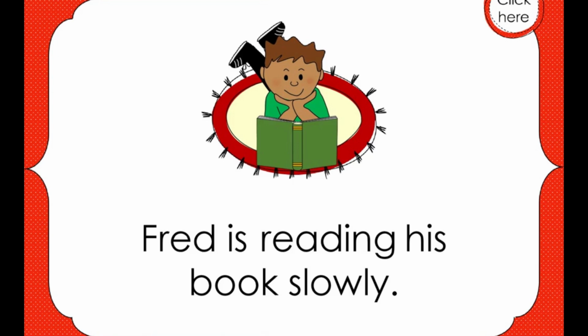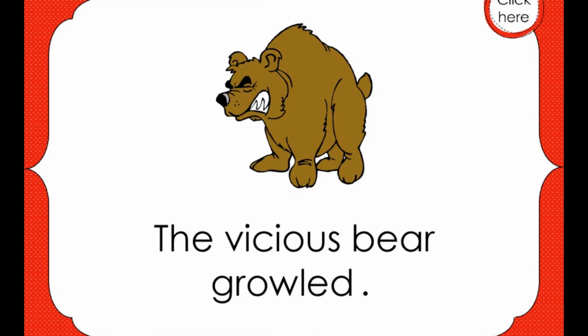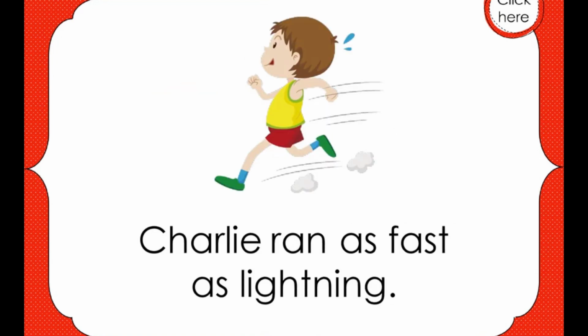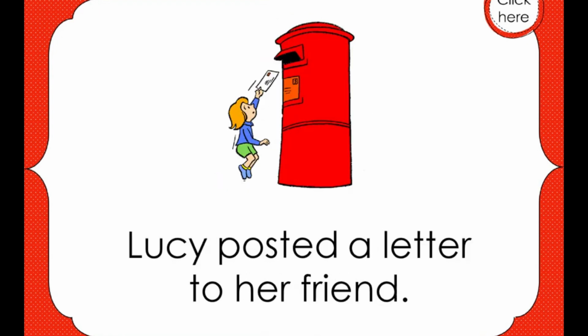Now let's learn some verbs with pictures. Fred is reading his book slowly. The vicious bear growled. The mouse nibbled the cheese. Charlie ran as fast as lightning. Lucy posted a letter to her friend.